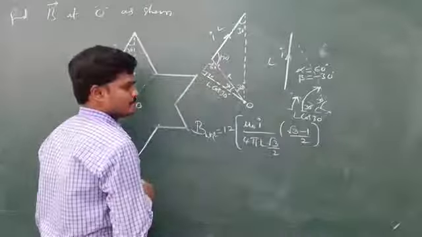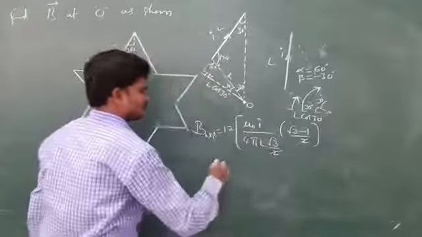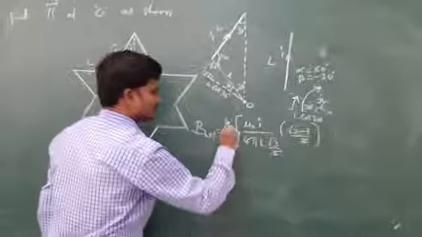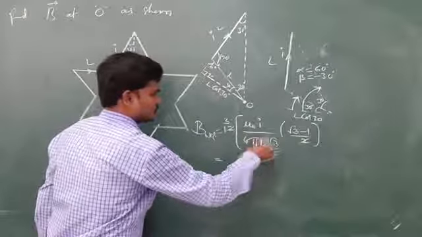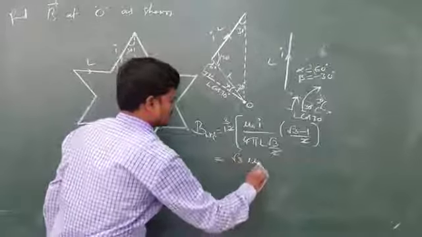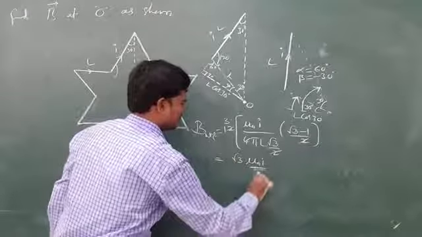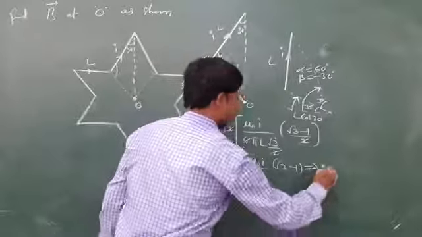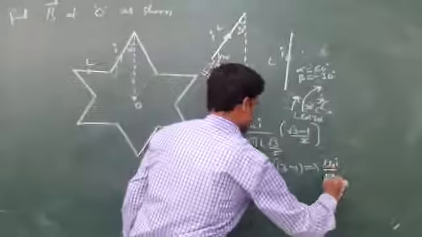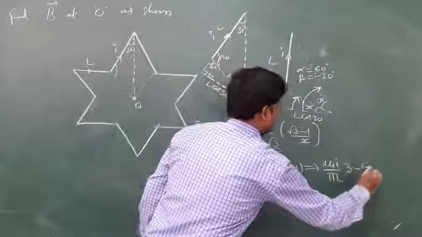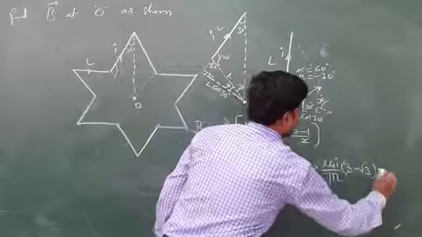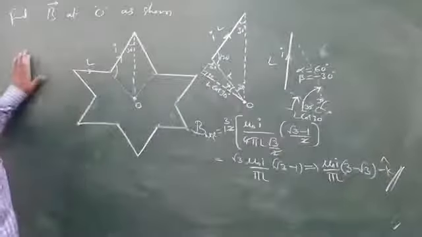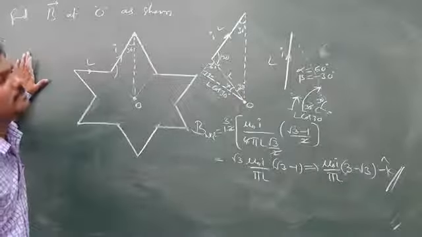Okay, and the 2s cancel. 4 and 3, if you multiply by root 3, you can write root 3 mu naught I by pi L into root 3 minus 1. So the answer for this is mu naught I by pi L into 3 minus root 3, directed into the board, otherwise minus k cap.